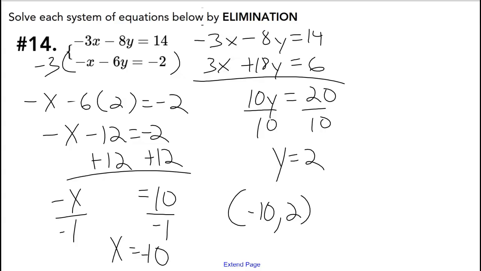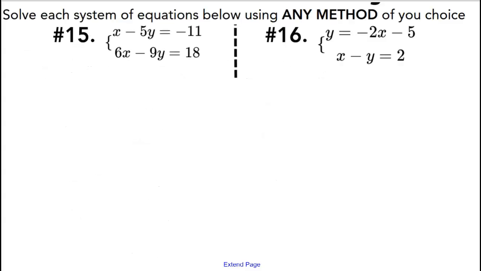Let's take a look at a couple problems that you could practice on your own. Take a moment to pause the video right here and notice this one says solve each system of equations by using any method of your choice. Figure out which method is the best one, either substitution or elimination, for each problem.